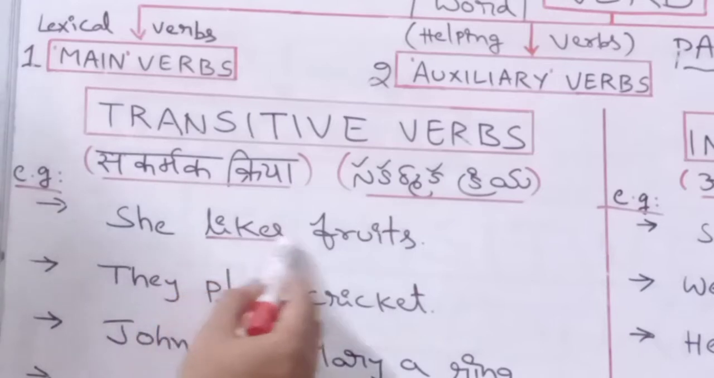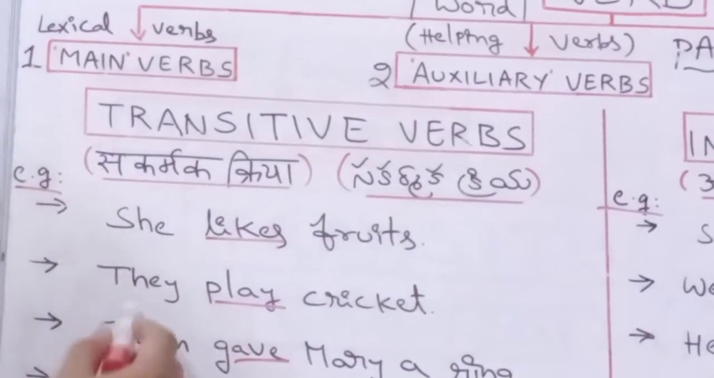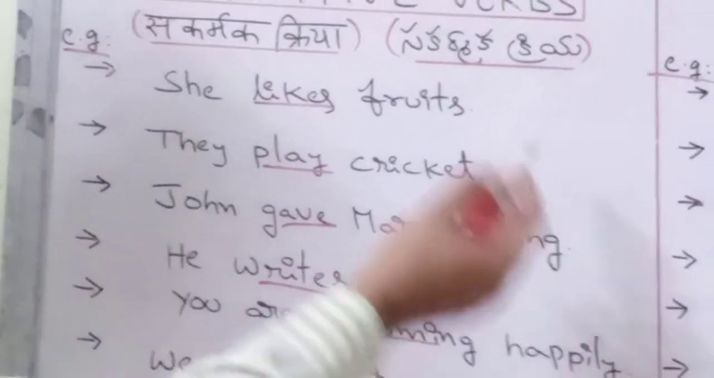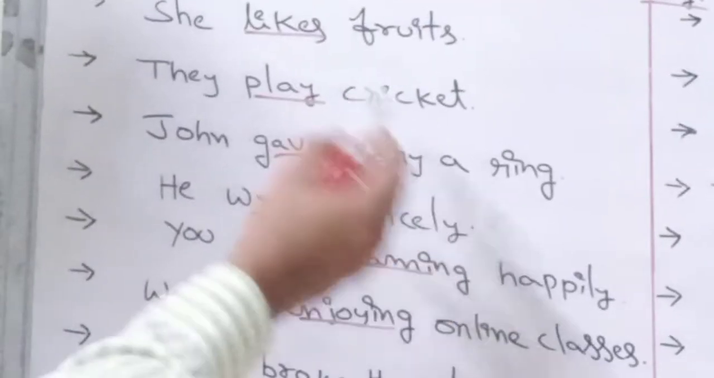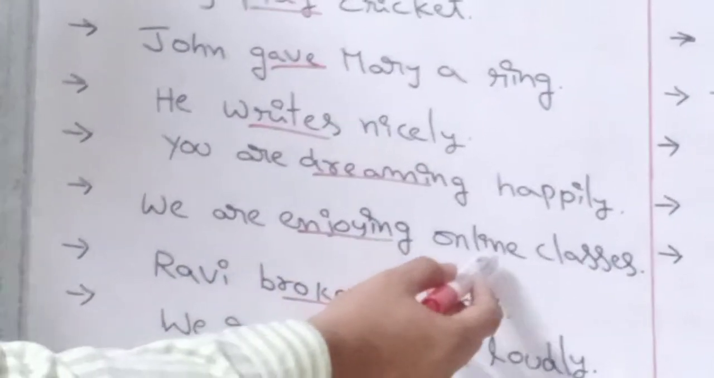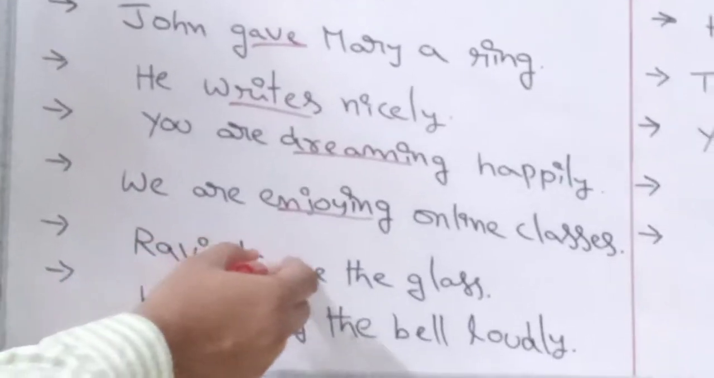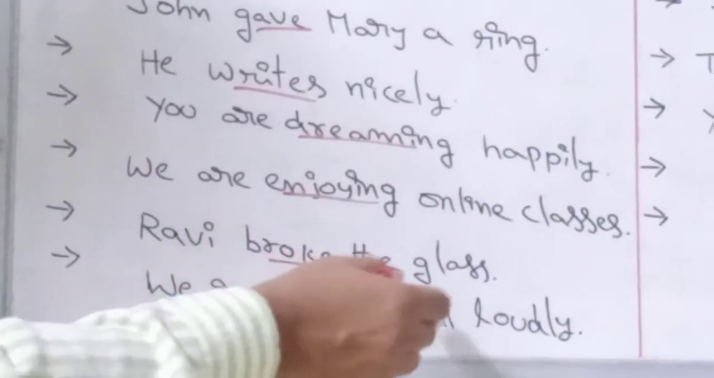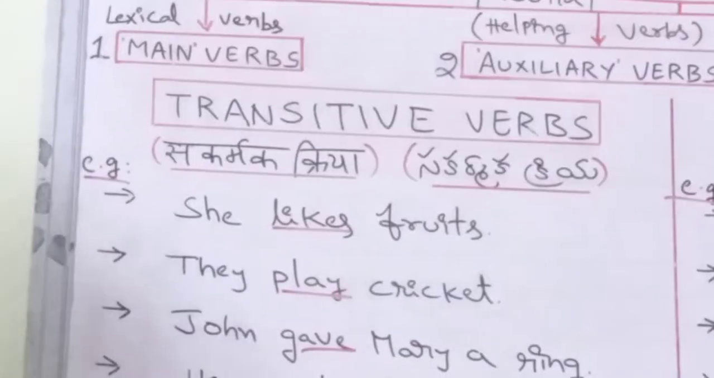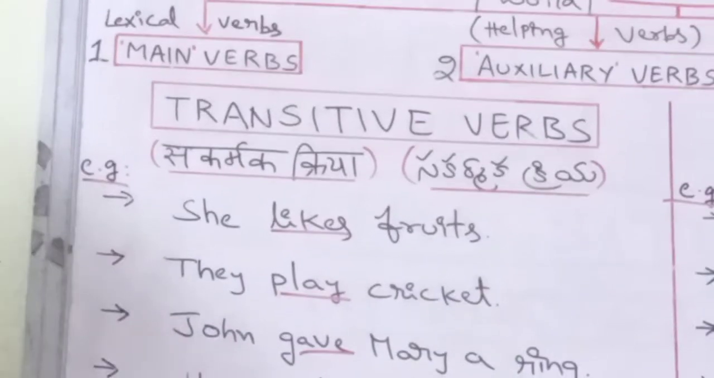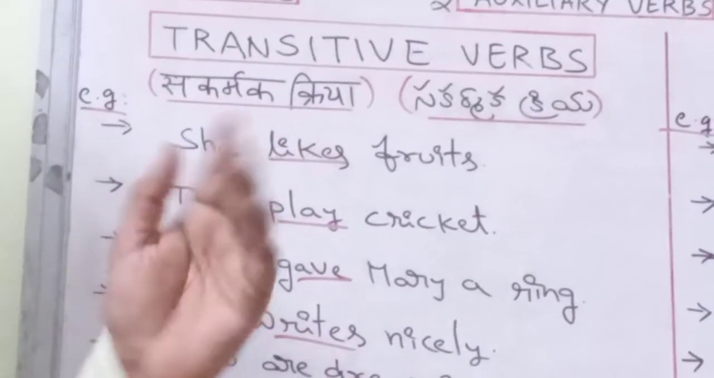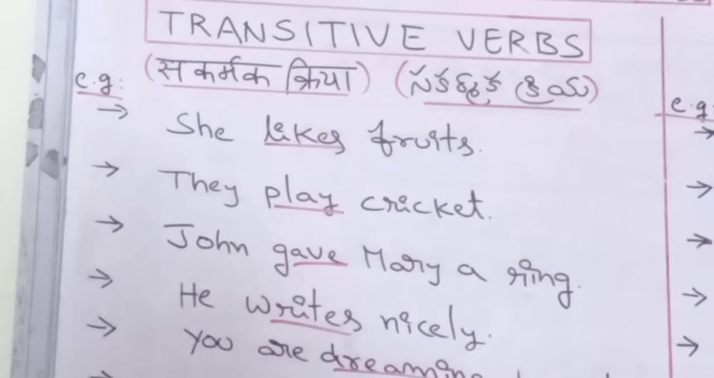She likes fruits. They play cricket. John gave Mary a ring. He writes nicely. You are dreaming happily. We are enjoying online classes. Ravi broke the glass. We rang the bell loudly. In all these examples, the underlined words are verbs and they are considered to be transitive verbs. Now let's check how and why they are becoming transitive verbs.